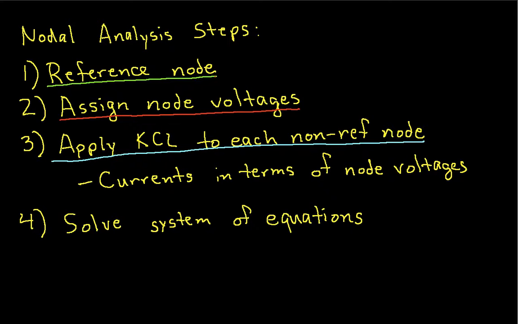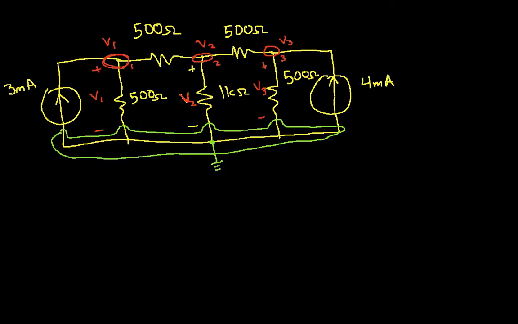So if we go back and look at node 1, if I apply Kirchhoff's current law, I clearly have 3 milliamps coming in from this source. And I have a current leaving the node this way and a current leaving the node this way. We can call these IA and IB. How can I figure out what IA is?